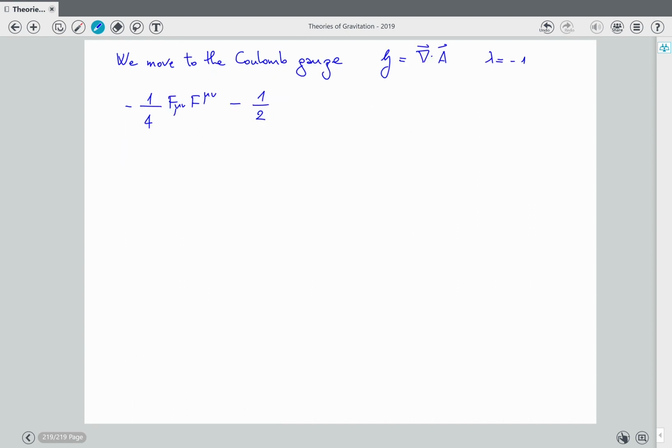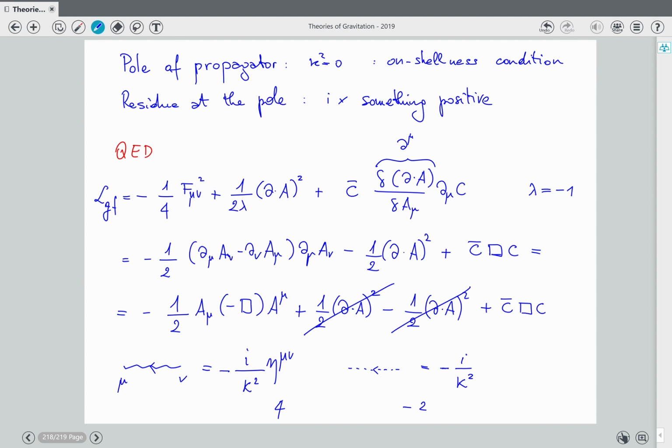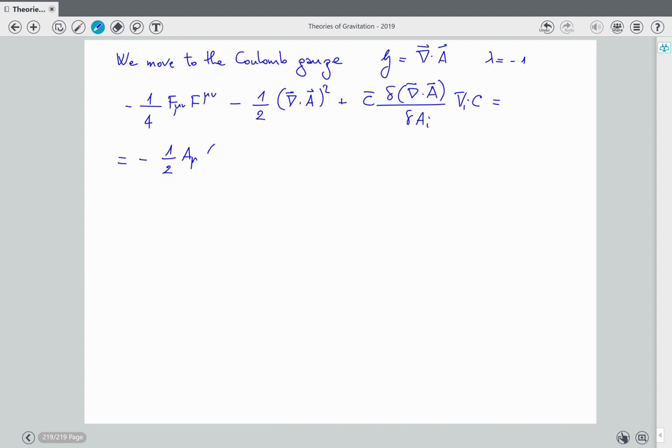So minus 1/2 squared plus c bar derivative of nabla A with respect to A times C. So repeating the calculation, one has minus 1/2 A mu box A mu plus 1/2 partial A squared minus 1/2 nabla A squared plus C bar del C.